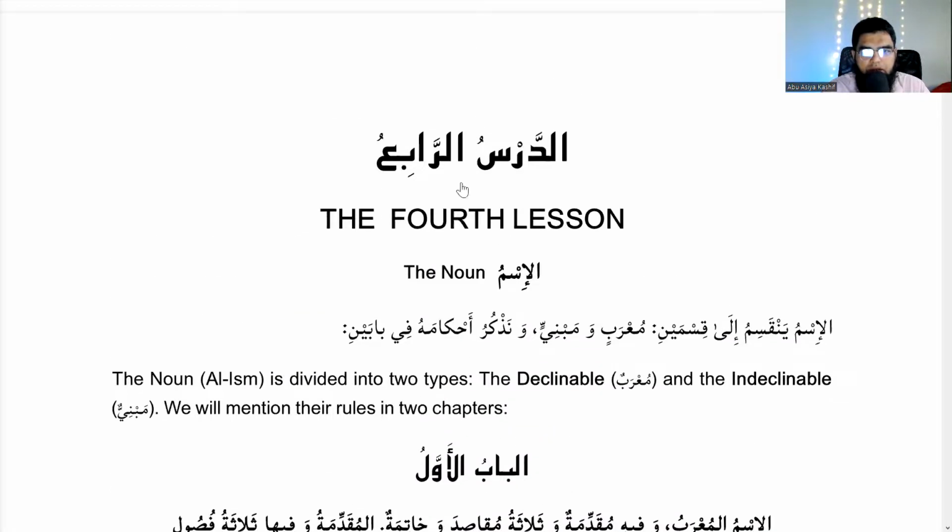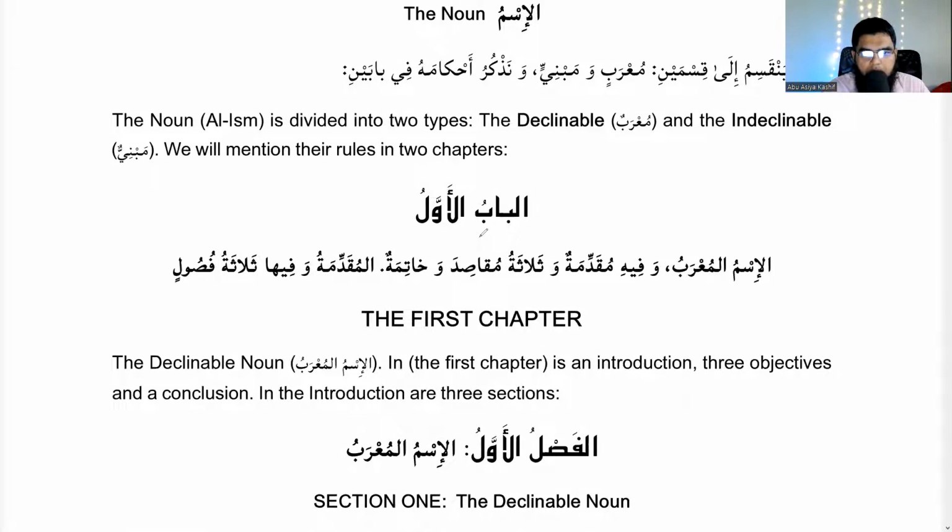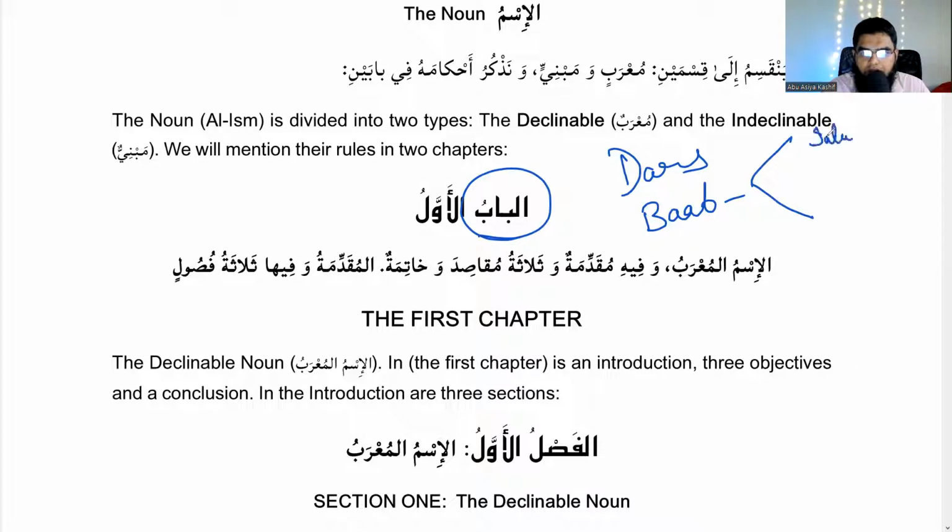So what he did was, we have the dars of rabi'. In this, the bab awal, dars. Below that, we have the bab. And below that, two babs, he said. In one bab, we'll have the intro and all that. In intro, we'll have three fusul again. So, bab is like a big section. One bab is for mu'arab and one bab is for mabni. Mu'arab section will have intro and three maqasid and khatima. In intro, we'll have three chapters. Okay, so let's go to the fusul.